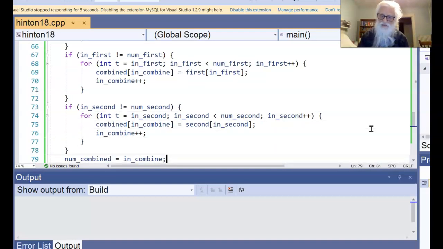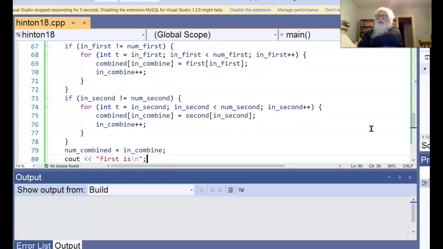I need to count how many I put inside the combined. And that's very simple. Num combined is how many items, elements there are in combined. Now, this is going to be part of the algorithm you need to do for adding 2 polynomials.